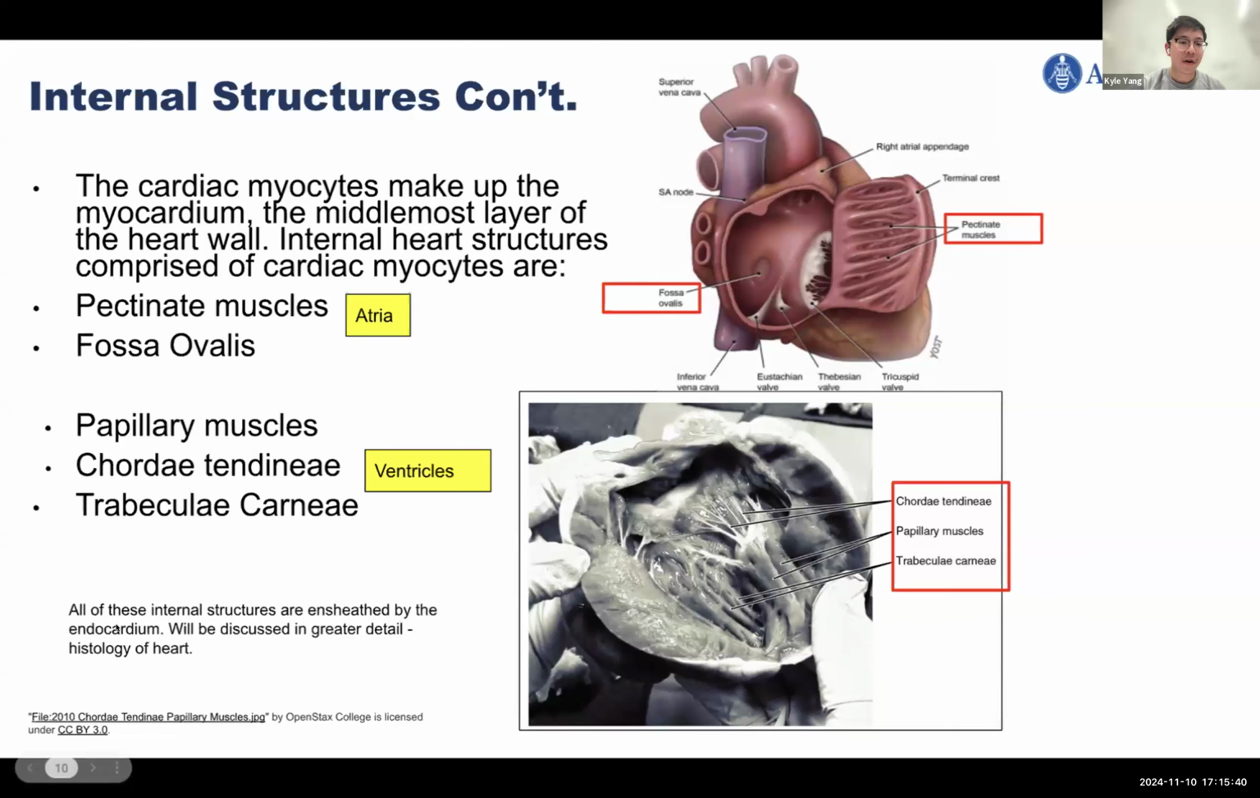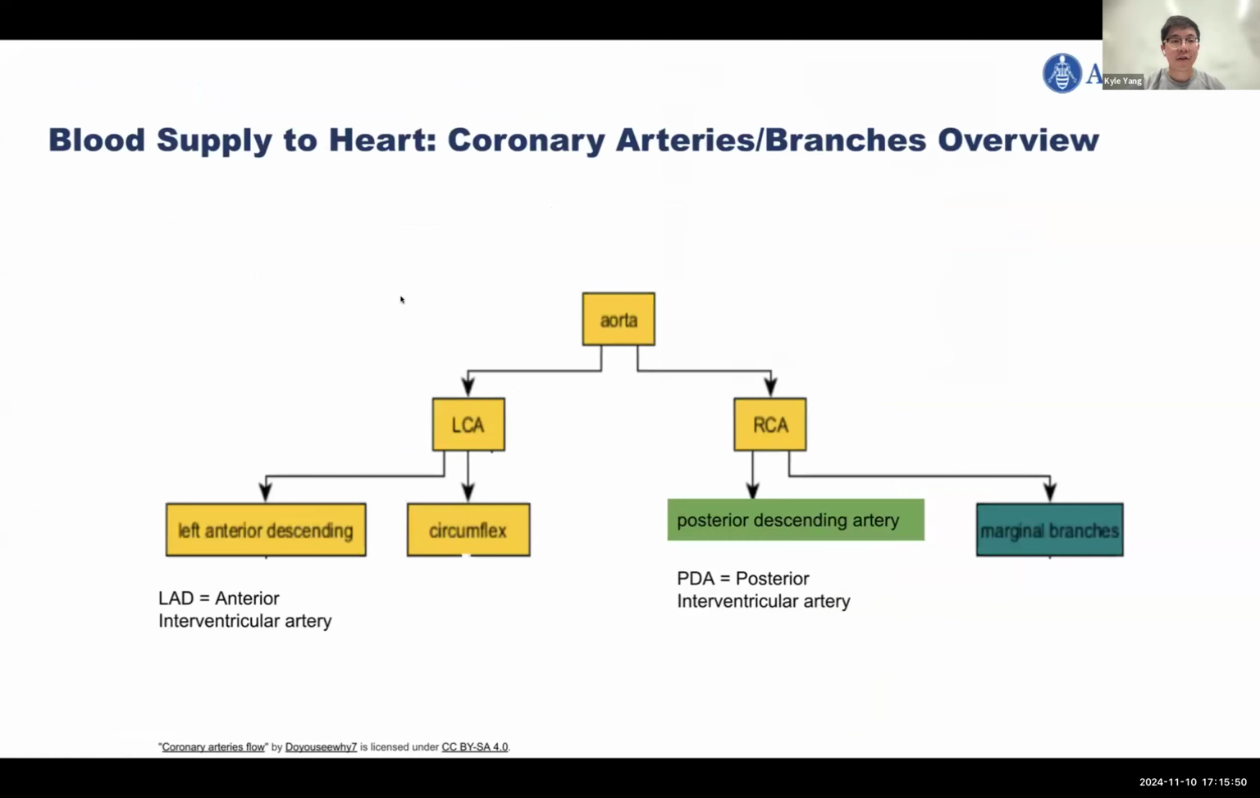And it's important to note that all of these internal structures are ensheathed by the endocardium, and that will be discussed later in the histology of the heart. Okay. Now, moving right along to blood supply of the heart, we're going to talk about oxygenated blood supply first. So when oxygenated blood is pumped out of your left ventricle into the aorta, it also feeds into 2 main arteries that provide blood supply to the heart, your LCA, or your left coronary artery, and your RCA, which is your right coronary artery. And then these also further divide into smaller arteries.